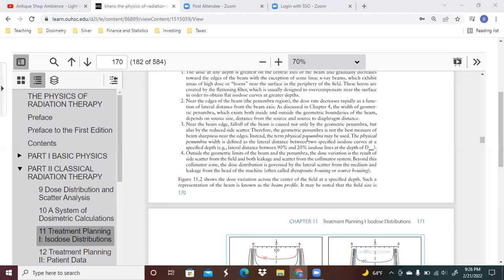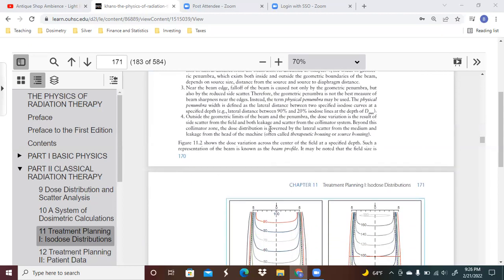And it's usually defined as the lateral distance between two specified isodose curves at specified depth. Normally, I hear 80 and 20 used. In this particular case, they wrote 90. I'm not quite sure why. So outside the geometric limits of the beam and the penumbra, the dose variation is a result of side scatter from the field and both leakage and scatter from the collimator system. Beyond this collimator zone, the dose distribution is governed by the lateral scatter from the medium and leakage from the head in the machine, or therapeutic housing or source housing.